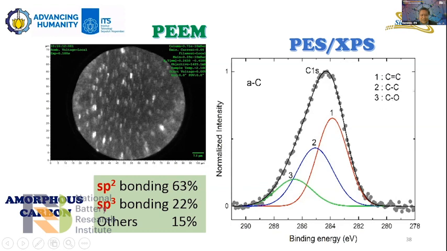So in this image, we can imagine that the white one is the CO bond, or the phase with the CO bond, and the darker gray is the sp3 carbon-carbon single bond, and the matrix is the carbon-carbon double bond or sp2 bonding. So this is the PEEM image, like a microscopy image, SEM or TEM, but this describes the phase according to the bonding type of carbon. Okay.